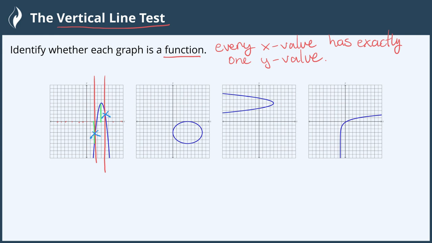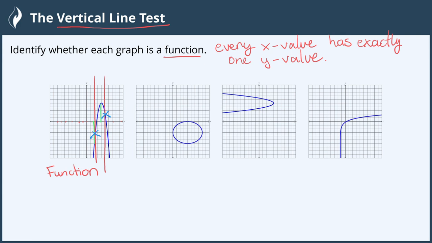So our first one passes the vertical line test, meaning that it upholds our definition of a function, that every x value has exactly and only one y value. So our first graph here is a function.